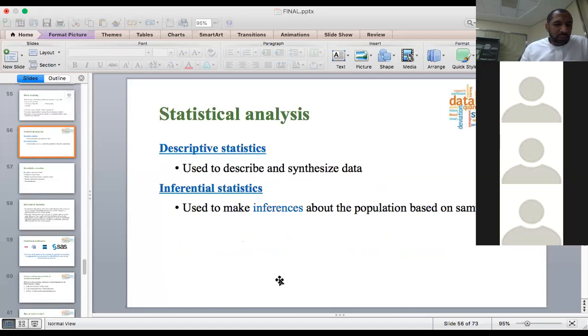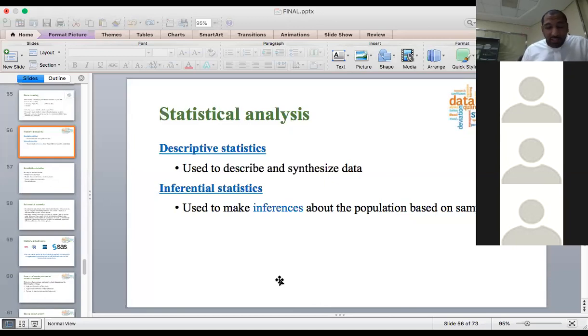Now this takes us to a different issue, statistical analysis. I've just mentioned descriptive statistics. What does statistics mean? Statistics is the process of organizing, collecting, managing, and analyzing data.